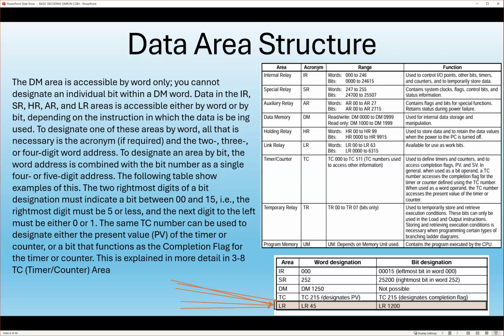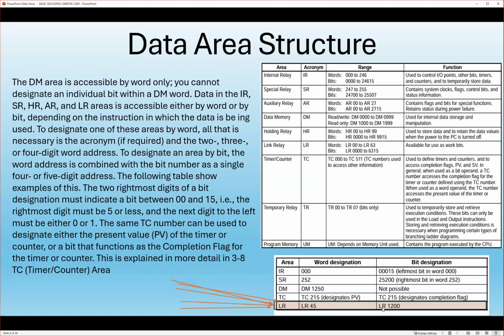TC, timer counter, 215, designates a process variable. So that's a bit origin. So 215 is a completion flag for a timer. And this is where I got hung up. So link relay.